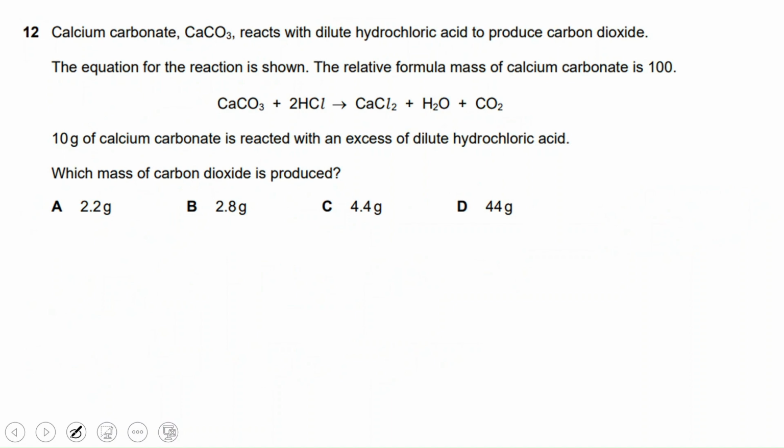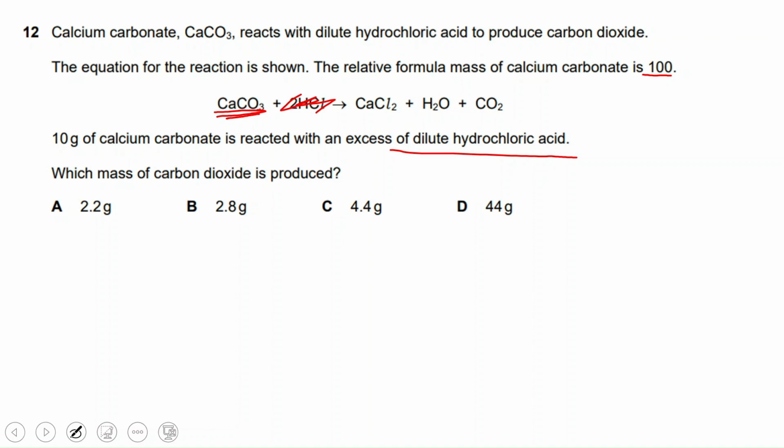Now, calcium carbonate reacts with dilute hydrofluoric acid to produce carbon dioxide, and it says that there's an excess of HCl, which means that we don't consider this at all, we only consider this. Now there's 10 grams of calcium carbonate, and the MR of calcium carbonate is 100. So the moles of calcium carbonate is 10 divided by 100, right?